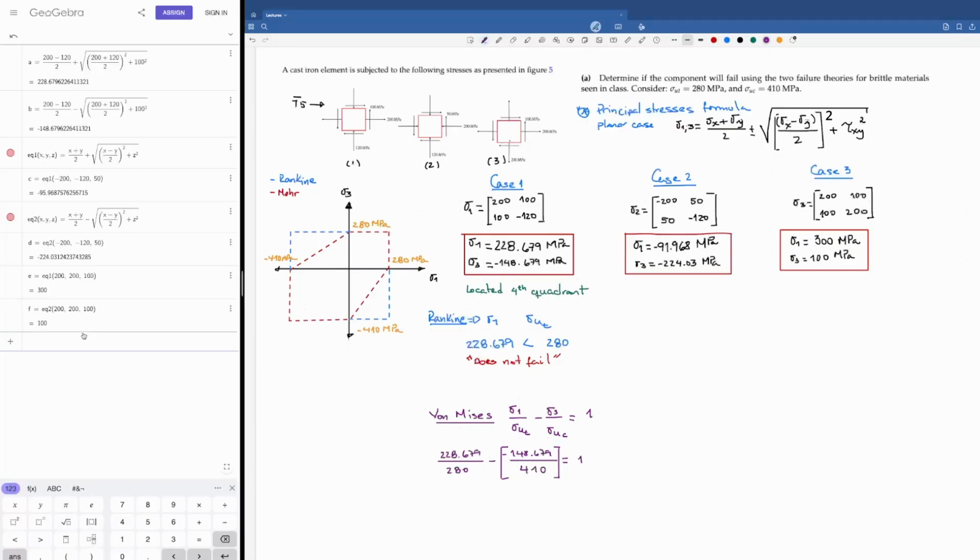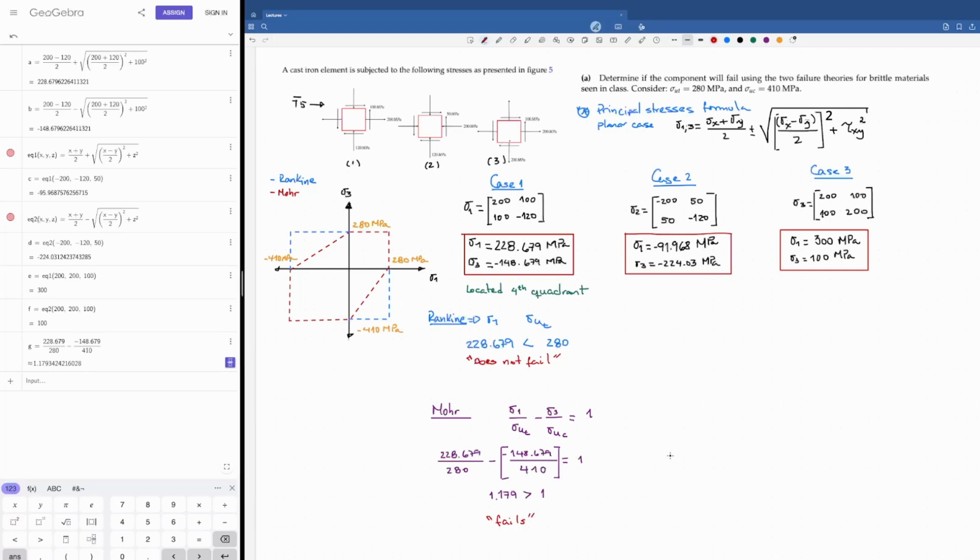We have 228.679. I had it before, but let's write it down again. Minus 148.679 divided by 480. And this is equal to, look at this, 228, 280, yeah. Sorry about this, this is kind of jumping at me. So this is 1.179, then compared to 1, this is larger, which means that, according to Mohr, my goodness, Mohr's theory, apologies for this, according to Mohr's theory, this is going to fail. It fails.